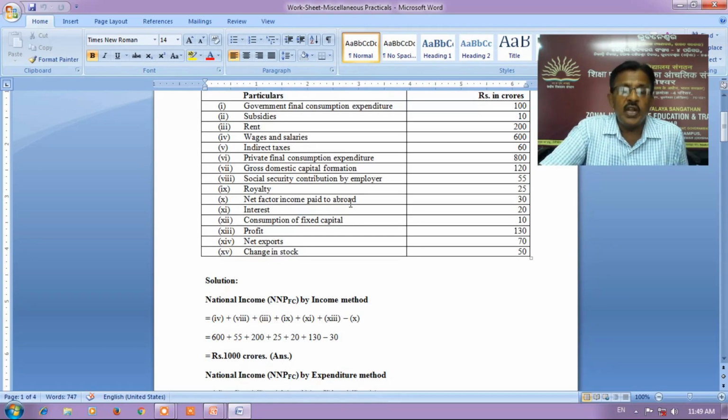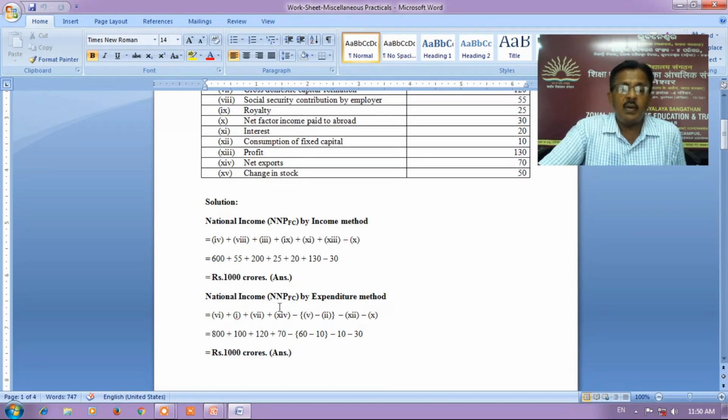You know that we want the national income concept. We need to add to the NNP the net factor income from abroad. So otherwise you can say factor income from abroad minus factor income paid to abroad, we get this net factor income from abroad. So here the factor income paid to abroad is given. So we have to deduct this. So that is why the result is rupees 1000.